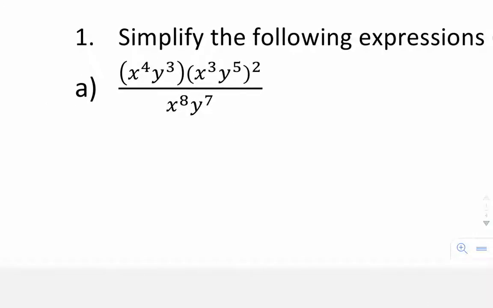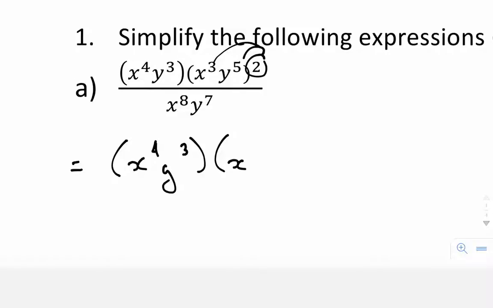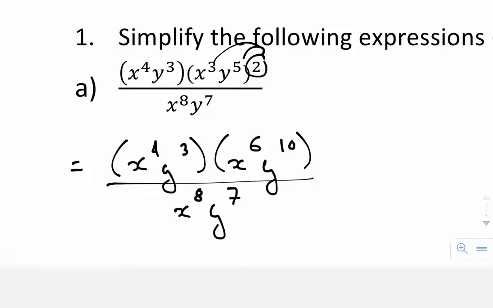So in this expression here, I'm going to apply my first law over here. I want to bring in that 2, so I distribute it throughout the numbers within the second set of brackets. So everything will be the same for now, but this part will be x to the exponent 6 and y to the exponent 10, because I'm multiplying every exponent by 2 in that first set of brackets. Then I have x to the 8 and y to the 7.